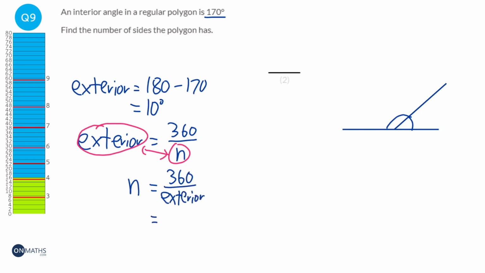So 360 divided by the exterior angle, well, we know that the exterior angle is 10, therefore n is 360 divided by 10, which would be 36.